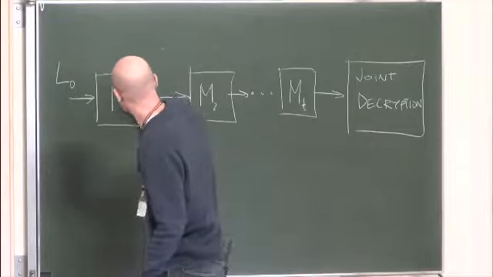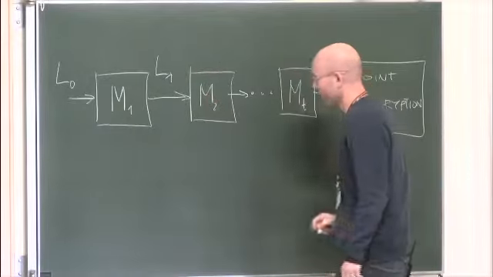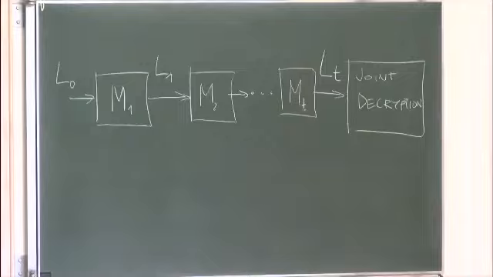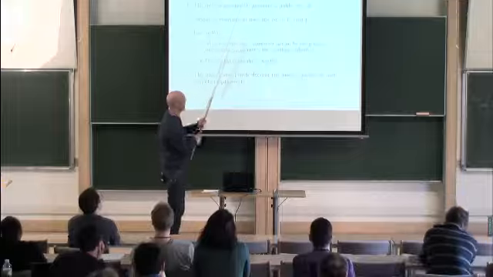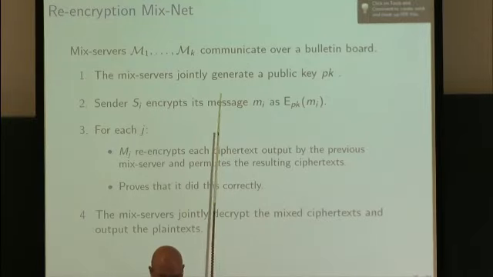I'm going to use this notation. Here T is the number of mix servers that you will involve in this mixing process. As you can see, we have K mix servers, but only T of those are going to be involved, and this is because we are going to use a threshold scheme.